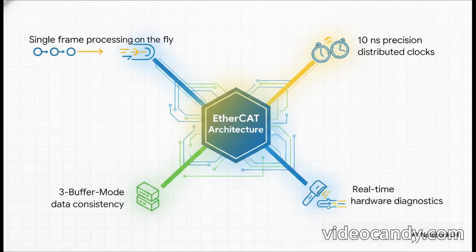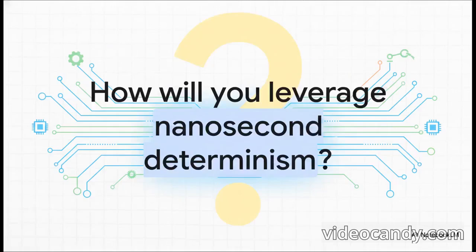Section 6. Perfect multi-axis harmony and synchronization. We've covered a ton of deep technical ground today, but this is the climax where it really all comes together into perfect multi-axis harmony. To summarize our deep dive into the architecture, we bypassed the limits of standard Ethernet by using single-frame processing on the fly. We locked our network timing together with 10 nanosecond precision distributed clocks. We separated our continuous and acyclic data using 3-buffer mode for total consistency, and we protected the physical layer with real-time hardware diagnostics. These combined elements are the definitive solution to the microjitter crisis.